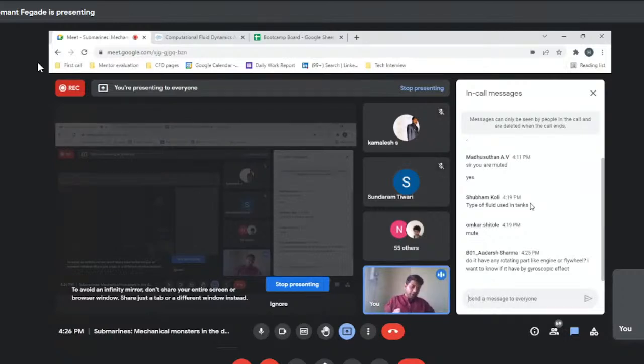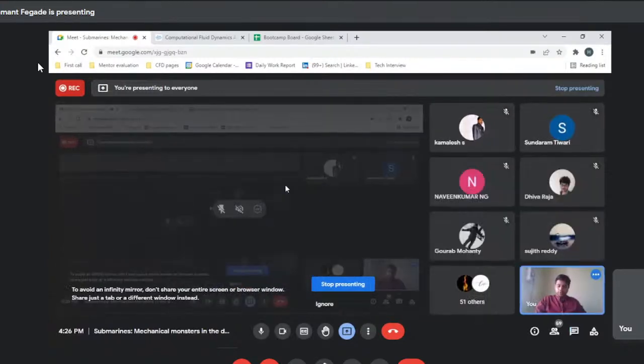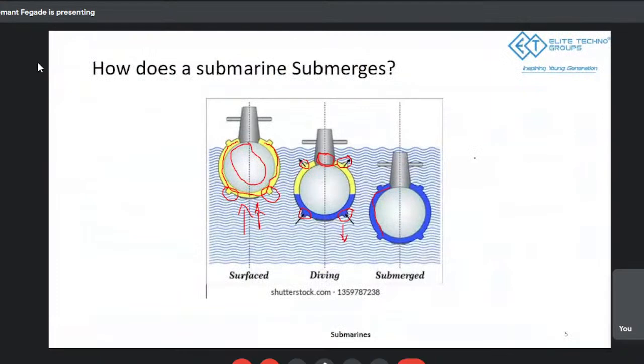Now, Sharma asks, does it have any rotating part like an engine or flywheel? We want to know if it has a gyroscopic effect. Okay, I'll cover that in just a bit. I'll just revisit the presentation.